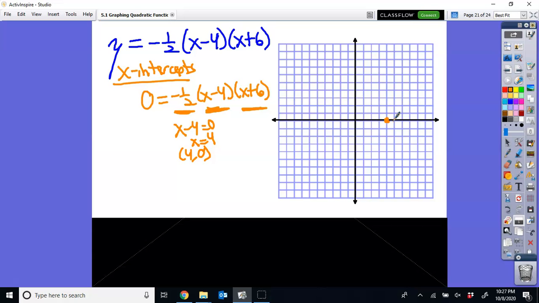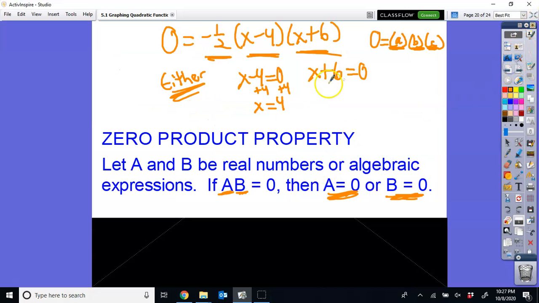Because 4 gives me nothing for y. The same thing applies to this. If x plus 6 equals 0, if I subtract 6, then x equals -6. Look up here. If I plug in -6, I get nothing, because 0 right here times these would be nothing.